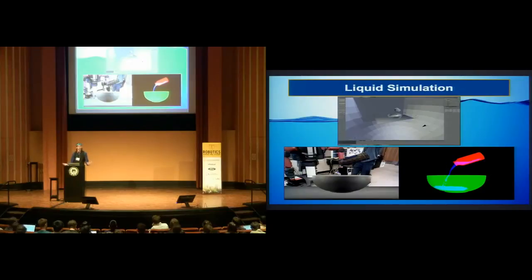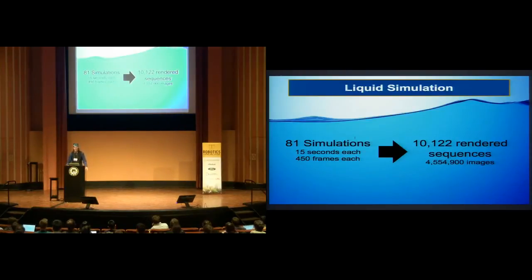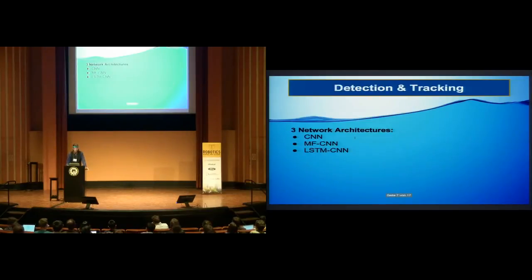What's nice about using the simulator is that we're able to get some really nice ground truth, as you can see up there. So we generated about 10,000 different 15-second sequences with about 4.5 million labeled images each. And we tested 3 different neural network architectures on these two tasks. We tested just a regular CNN. We also tested a multi-frame CNN that looks at a sequence of sequential frames, as well as a recurrent-based neural network that used LSTMs.